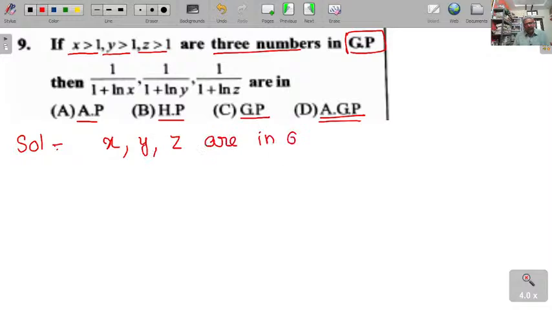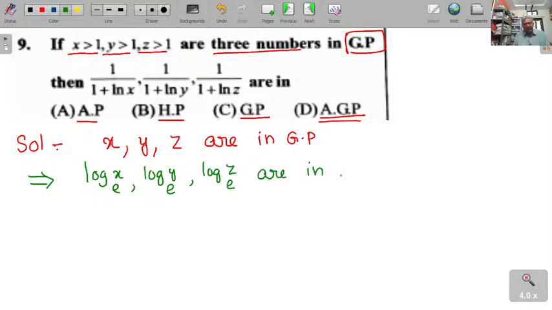First write up. If you apply the logarithm on both sides to the base e, that means log x to the base e, comma log y to the base e, comma log z to the base e, obviously are in arithmetic progression. If you apply the logarithm, GP becomes AP.